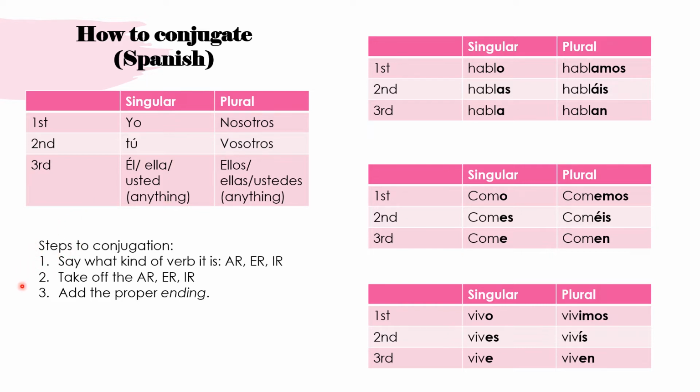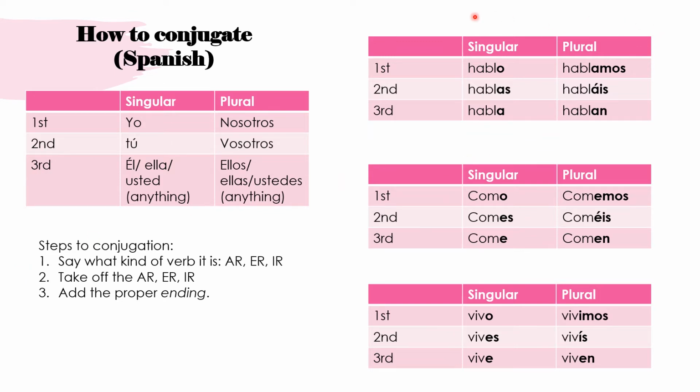These are the steps to conjugating a verb. Think about those verbs we talked about. These are the steps to conjugating one, the steps to applying a person to the verb. So first we're going to decide what kind of verb it is. Is it an AR verb? Is it an ER verb? Or is it an IR verb? And then you're going to take off that ending, AR, ER, or IR.